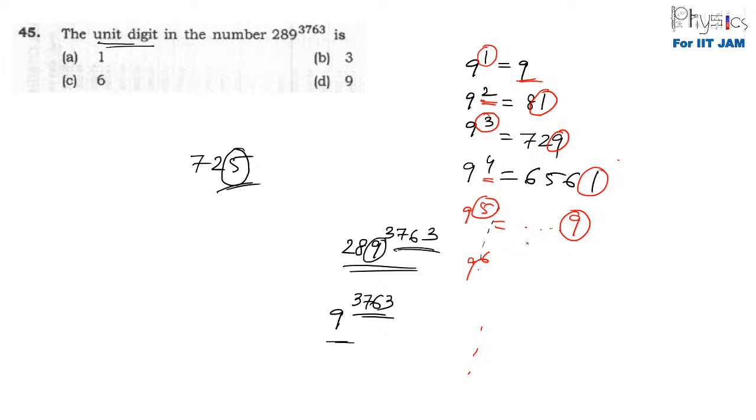Okay, so here the power is 3763. 9 to the power 3763, which is odd number, right? It is odd number. That means the unit digit is 9. That is option D is the correct answer. Is it clear, everyone?